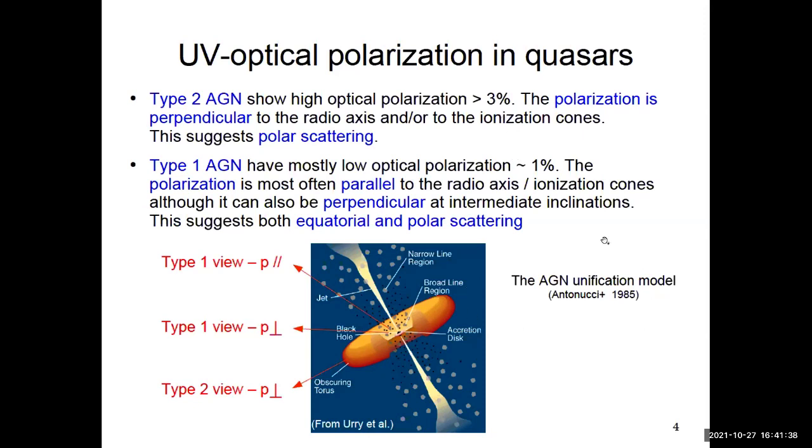So this led to the AGN unification model, which is summarized here. Here we have the central black hole, the accretion disk, the broad emission line region, the narrow line emission region, which is much bigger, the jets, and the dusty torus, which obscures some lines of sight. The type 1 have broad lines, so you see the center of the quasar fully, and the polarization is parallel to the radio jet because it's due to scattering in the equatorial plane. In the type 2, the central part is obscured, and we have perpendicular scattering, and in between, where we have some absorption, we have type 1 quasars with perpendicular polarization. So in the following, we will only consider type 1 quasars with either parallel or perpendicular polarizations.